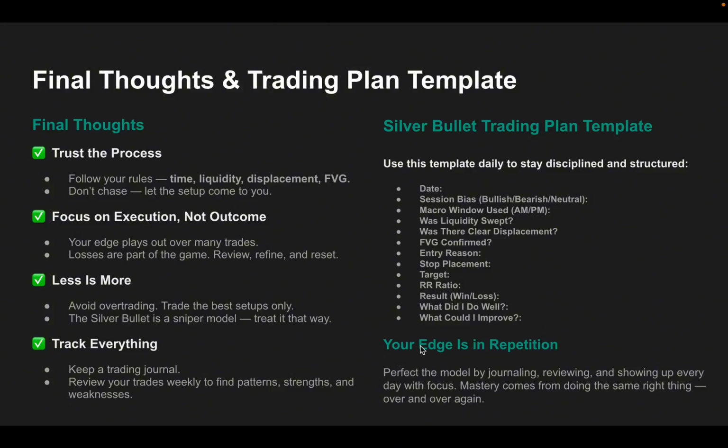So lastly, your edge is in repetition. Perfect the model by journaling, reviewing, and showing up every single day with a focus. Mastery comes from doing the same right thing over and over again. I'll repeat it. Mastery comes from doing the same right thing over and over again. But anyways, guys, that's it. That's me done for the presentation.